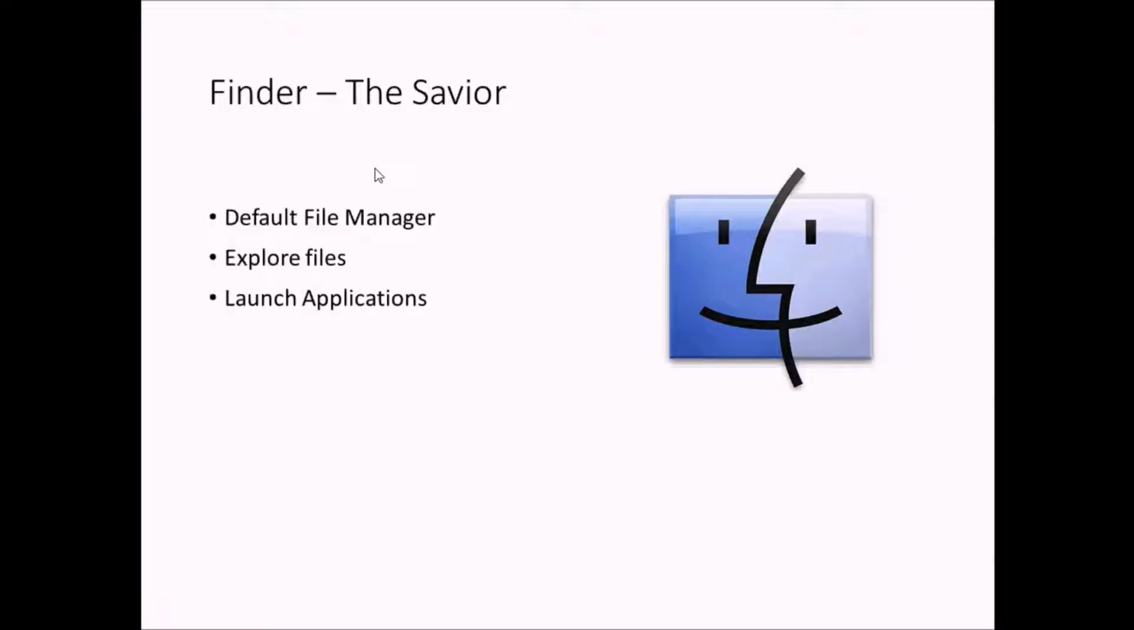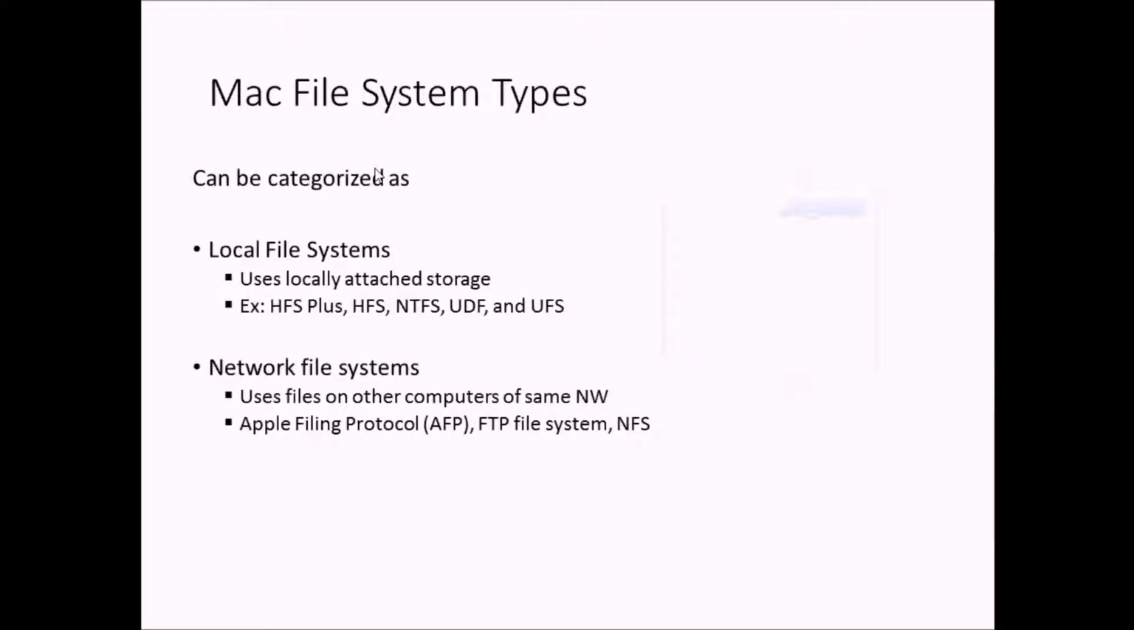There is something called Finder in Mac OS. It is our savior. We can use it as the default file manager, to explore files and launch applications as well. Mac file systems are categorized into two types: local file systems and network file systems. Local file systems are usually attached storage like HFS Plus, HFS, NTFS, UDF, and UFS. Network file systems use files on other computers on the same network: Apple Filing Protocol, FTP file system, NFS. There could be many other protocols to use over the network.